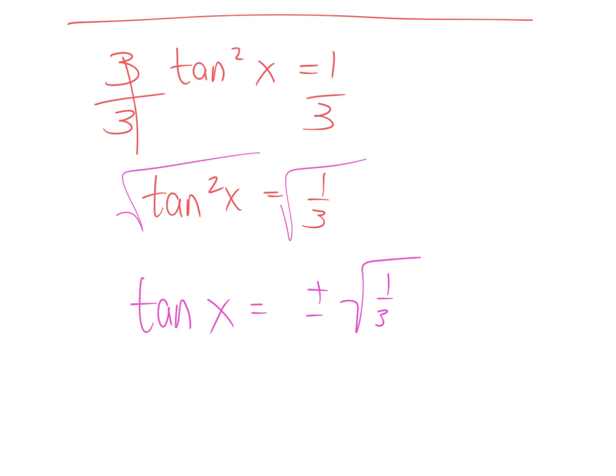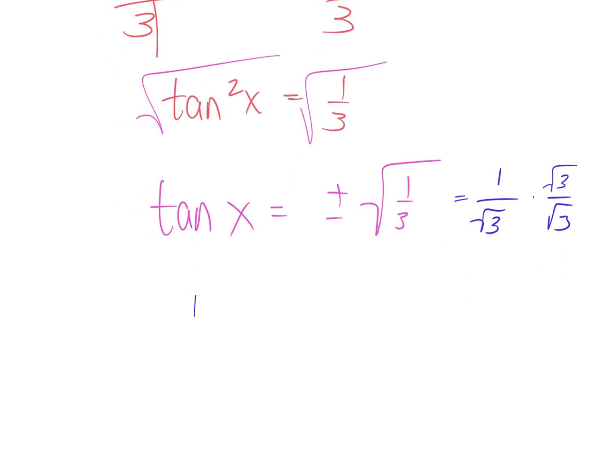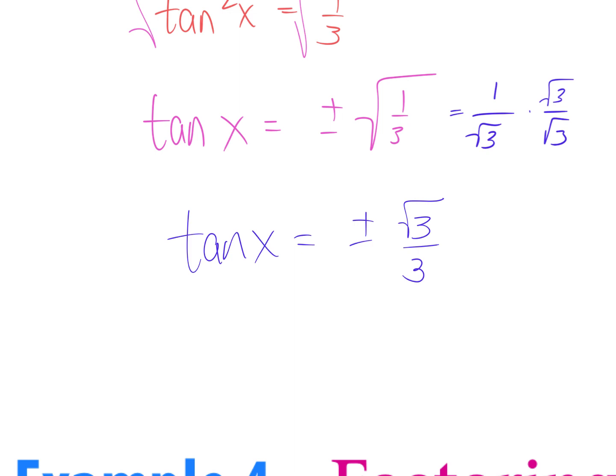What's the square root of 1? 1 over the square root of 3. Can I leave it like that? No, so I have to do what? I got to rationalize. So you're looking on the unit circle where tangent of x is positive or negative square root of 3 over 3. Now, we have to think about this for a second, guys. What is tangent? Y over x. So you have to find the ordered pairs that when you put the y over the x, you get square root of 3 over 3.